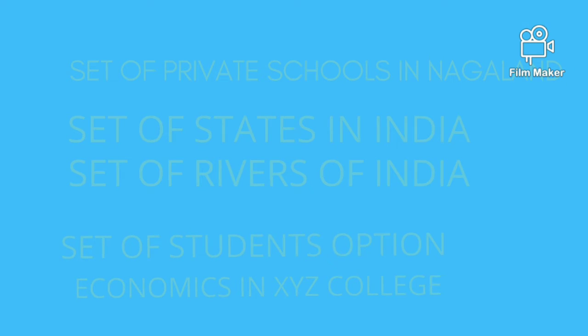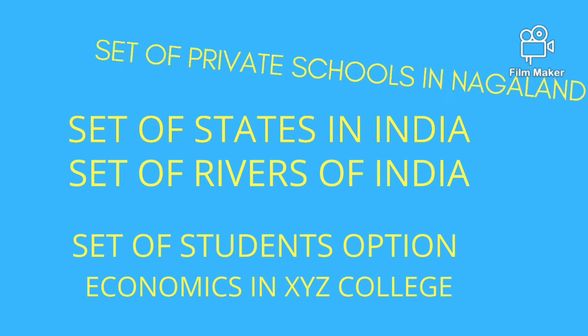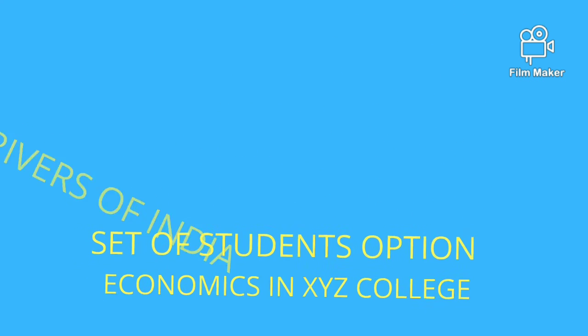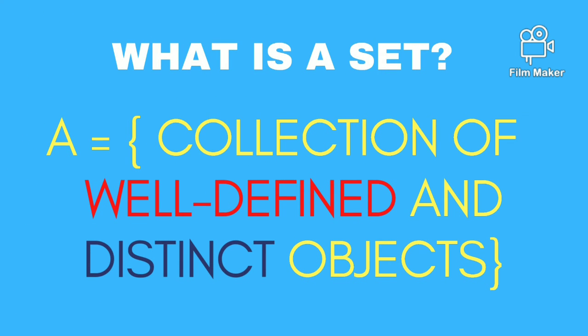Sets can be built, or we can build a set, for any such well-defined or distinct elements. For example, a set of private schools in Nagaland, a set of states in India, a set of rivers of India, a set of students opting for economics in, let's say, XYZ college. For each of these we can build a set because they are well defined and they are distinct. Sets can also be defined as a collection of well-defined and distinct objects.